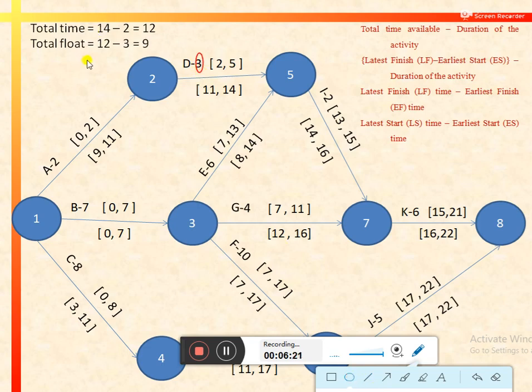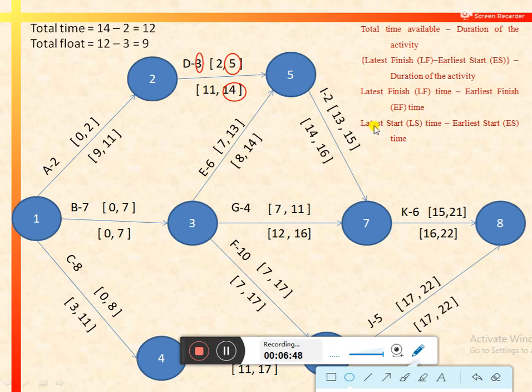So total float for activity D would be 12 minus 3, that is equal to 9 days. We can calculate total float by using other expressions, that is latest finish time minus earliest finish time. So latest finish is 14 days and earliest finish time is 5 days. So the difference is 9 again. So the same value we get after applying the third formula.